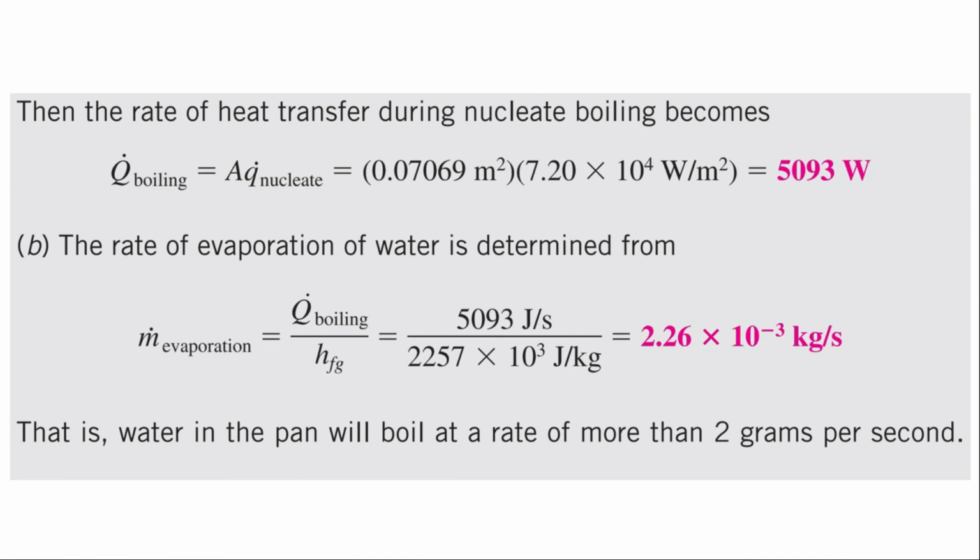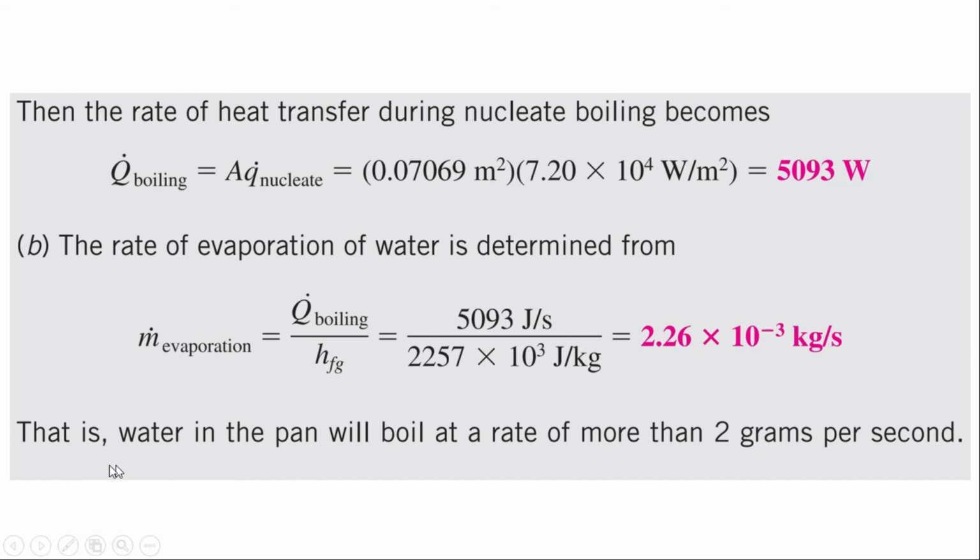Now the second part is to determine the rate of evaporation of the water. The simplest formula is Q boiling equals the mass rate of evaporation multiplied by the enthalpy of vaporization. This Q you have just calculated, and the enthalpy of vaporization is also given. By dividing the rate of heat transfer by the enthalpy of vaporization, you will get the rate at which the evaporation of the water is taking place.